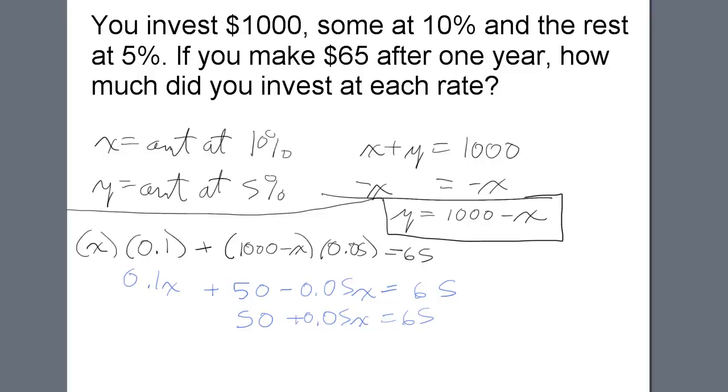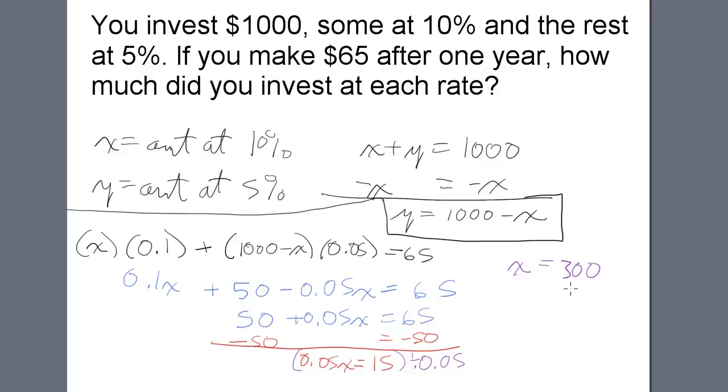Now what we want to do is get x all by itself. So we're going to subtract 50 from each side. And then we have 0.05x equals 15. And then here what we have to do is, we don't want 0.05x, we want 1x. So we're going to divide both sides by 0.05. That makes x 300, and that's the amount at 10%.